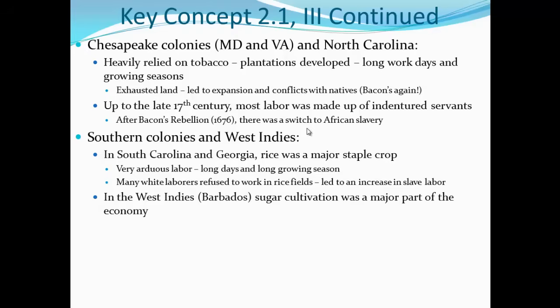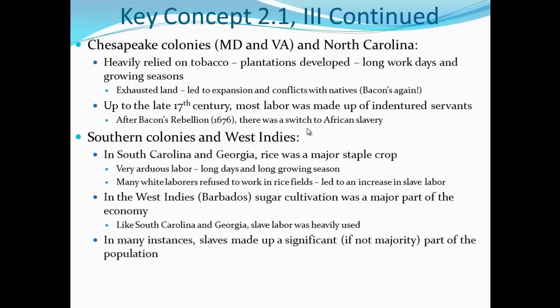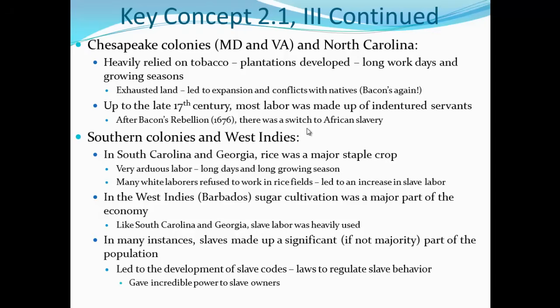In the West Indies, including Barbados, sugar cultivation was a major part of the economy, and just like South Carolina and Georgia, which grew rice, sugar was very arduous to grow, and slave labor was heavily used in the West Indies. In many instances in the colonies, slaves made up a significant, if not a majority part of the population, and this led to the development of slave codes, which were laws to regulate slave behavior. And this gave incredible power to slave owners over slaves.